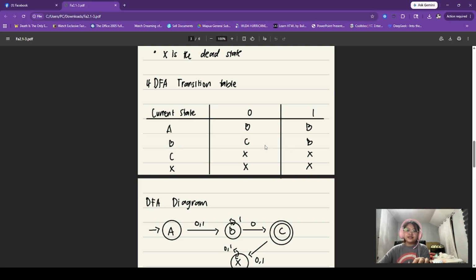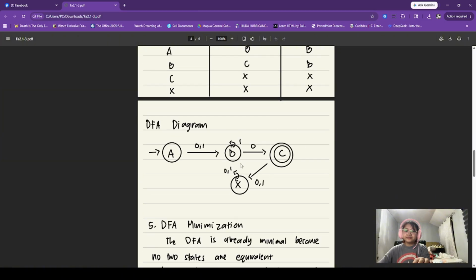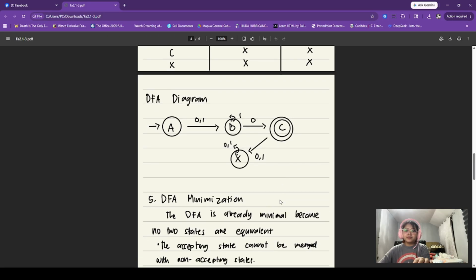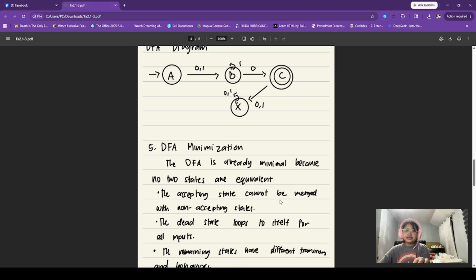So the DFA is already minimal because no 2 states are equivalent. The accepting state cannot be merged with non-accepting states, and the dead state loops itself for all inputs, so the dead state behaves differently because it loops forever on every input. And then the remaining states also have different transitions and behaviors. So there is no further minimization possible.